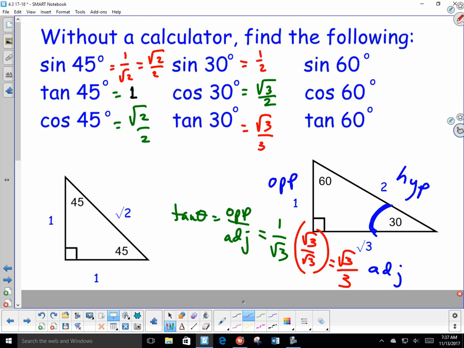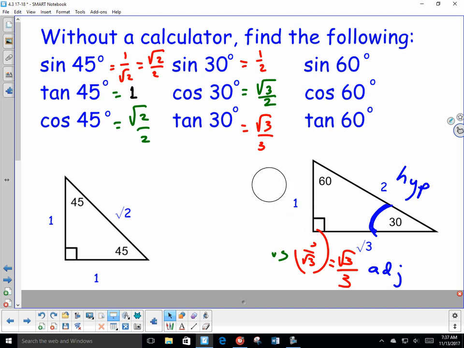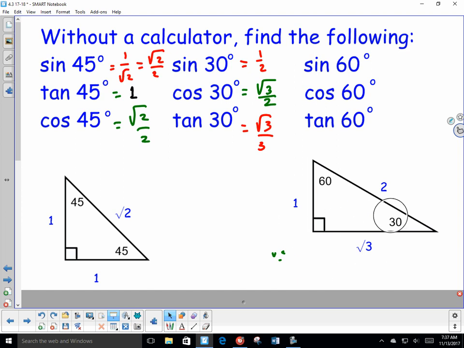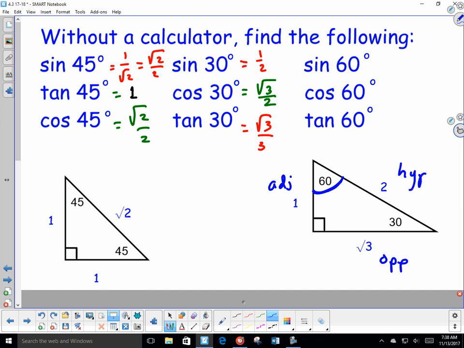All right, let's switch gears now and talk about the trig functions for the 60-degree angle. So in this case, clearing things off here, this now means we're going to be focusing on this 60-degree angle. That means that the square root of 3 is now going to be my opposite leg, and 1 is going to be my adjacent leg. 2 is still going to be the hypotenuse. And so the sine of 60 is going to be opposite over hypotenuse. In this case, that would be square root of 3 over 2. So that's our sine of 60 degrees, square root of 3 over 2.